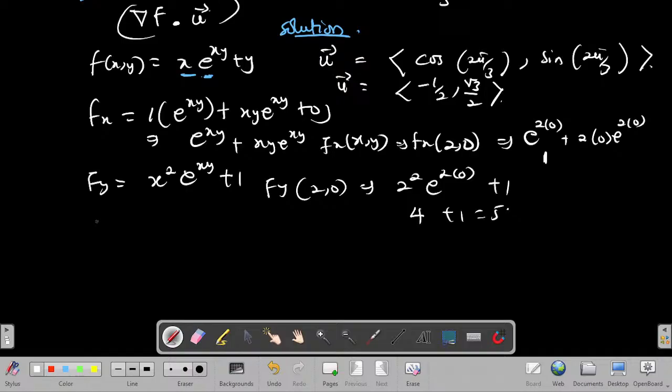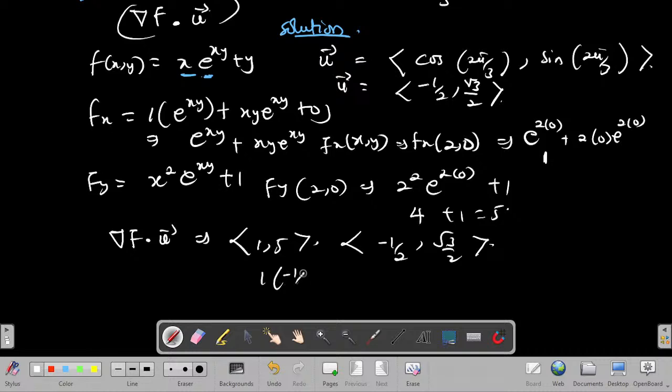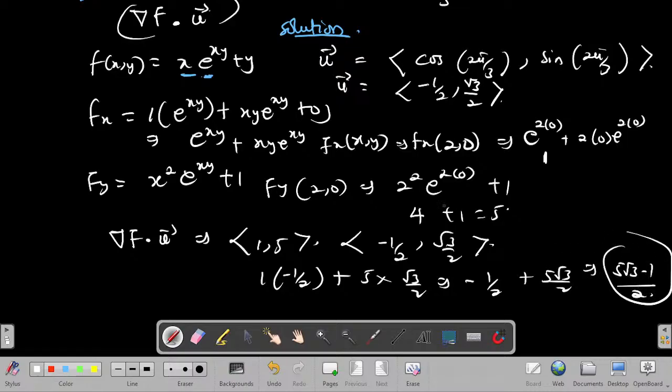Our gradient function dot u is going to be equal to, our gradient function is giving us (1, 5), dot our u, which is negative half comma root 3 on 2. Therefore, this becomes 1 times negative half plus 5 times root 3 on 2. And this gives negative half plus 5 root 3 on 2, giving us (5 root 3 minus 1) all over 2 as the answer for our directional derivative.